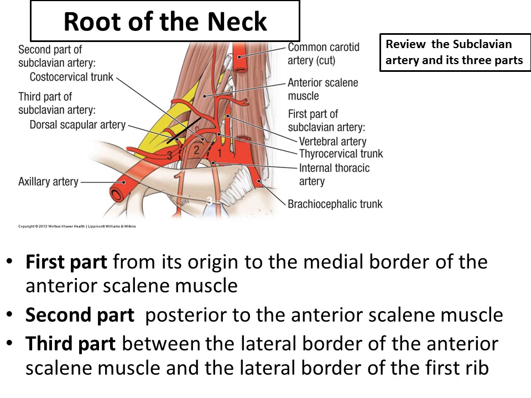Now let's turn our attention towards the arteries, specifically towards the three parts of the subclavian artery. Okay, so you have the first part here, which reaches from the origin of the subclavian artery up to the medial border of the anterior scalene muscle. Then you have the second part, which is posterior to the anterior scalene muscle, and then you have the third part, which is right in between the lateral border here of the anterior scalene muscle and the lateral border of the first rib.